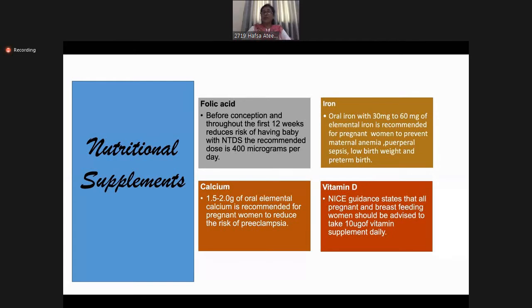presence of calcium and vitamin D is very important for the development of the bony structure of the baby. So oral calcium of about 1.5 to 2 grams should be given to the patient in pregnancy. Vitamin D is very important, and 10 micrograms of vitamin D supplements is really required. And if there is vitamin D deficiency, replace vitamin D, because vitamin D deficiency is associated with a lot of fetal problems and a lot of perinatal problems.